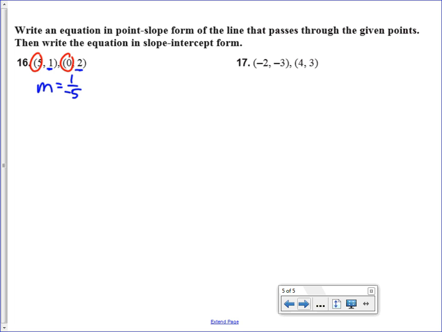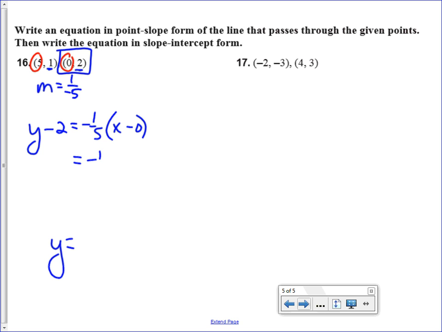So now, all we have to do is pick one of these two. So I'll pick this one, and then it would be plugging it back into the equation. So y minus 2 equals a -1/5 x minus 0. So now how do I rewrite that into slope-intercept form? Well, slope-intercept form should end up with y equals. So all I have to do is get the y by itself. So I'm going to distribute, which would be a -1/5 x times 0 would be +0. So I have this. Then to get the y all by itself, I simply add 2, and I'm left with y equals a -1/5 x plus 2.